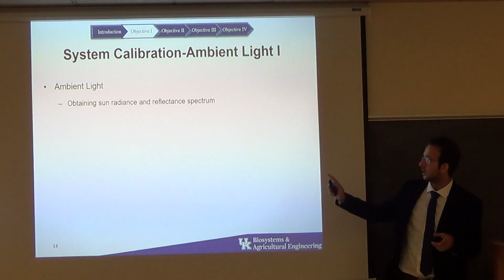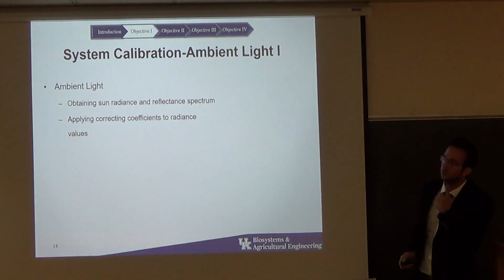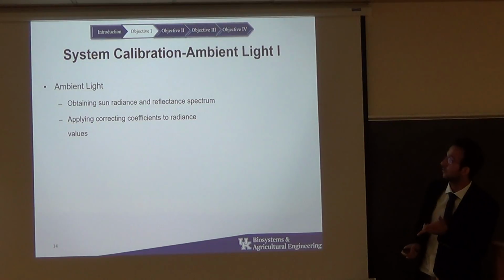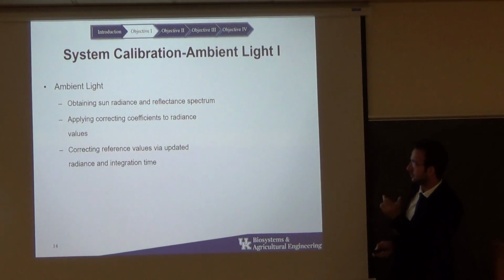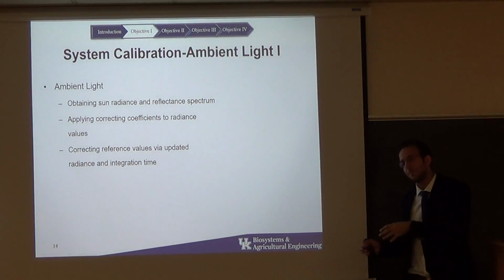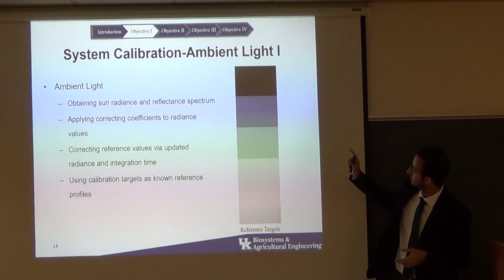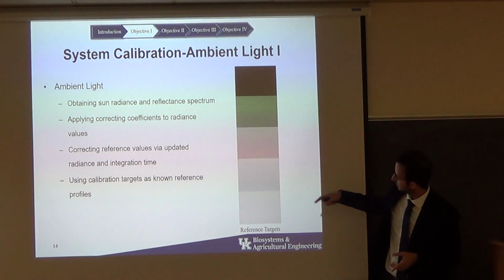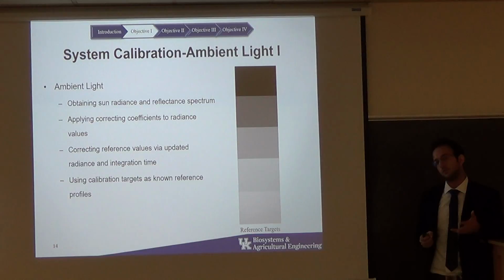So in the first step, we obtain the sun radiance and reflectance spectrum. We apply some correcting coefficients to the radiance values. I'm going to visualize that in the next slide. And the next step would be correcting the reference reflectance values based on the updated radiance, and we use this calibration target. We are using different colors, so we can cover different types of soils.